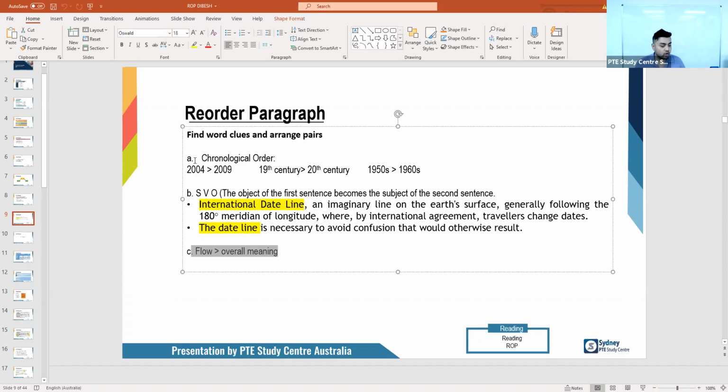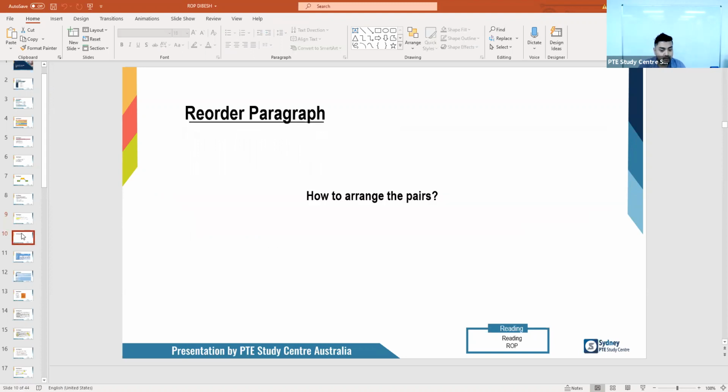The order of the flow of the sentences will be based on chronological order. For example, 2004 and 2009. If there is one sentence saying in 2004 and another sentence saying in 2009, which will come first? 2004 will come first, and then we will talk about 2009. Are we clear? If there is a sentence talking about the 19th century and the 20th century, we'll talk about the 19th century first and then the 20th century. That's called chronological order. So that's how the sentences flow, and the repetitive keywords show how the sentences flow with the overall meaning.